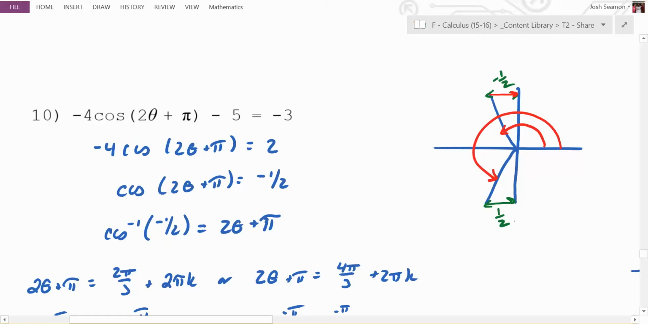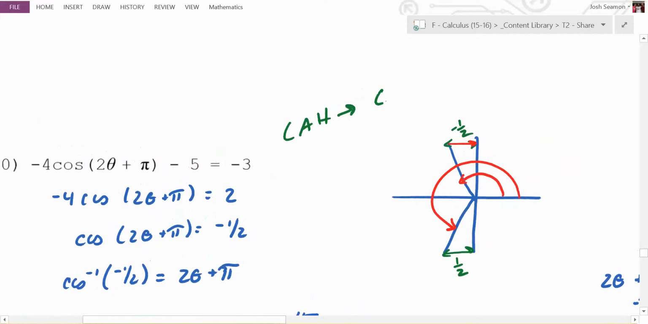There are two angles right there. Both of those cosines are negative a half. SOHCAHTOA tells us what ratio is cosine. Cosine is adjacent over hypotenuse. The hypotenuse is always 1 on this unit circle. But in this case, for this angle right here, we have negative a half.